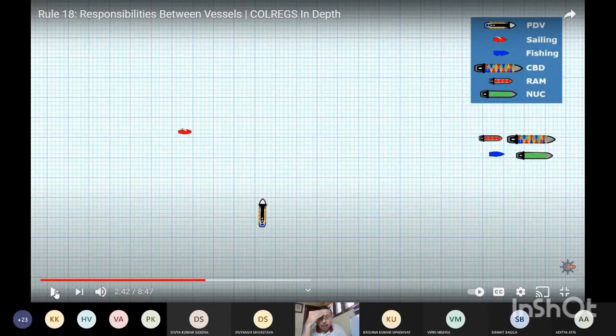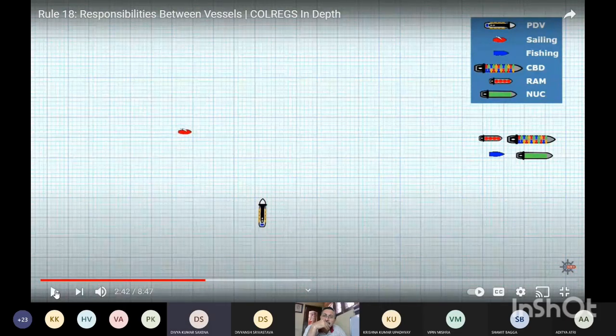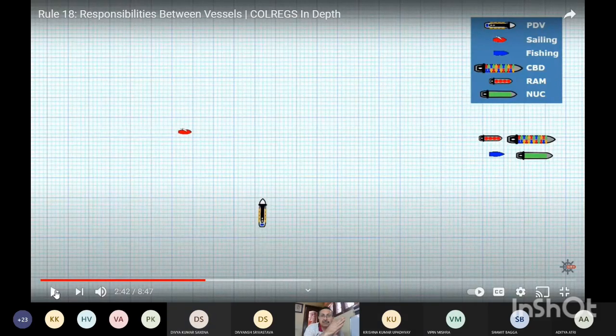Can the power-driven vessel alter course to starboard? No, sir. Risk of collision exists. My question is, can the power-driven vessel alter course to starboard? No, sir, because you don't know what will be the fishing vessel's action. She's a sailing vessel.